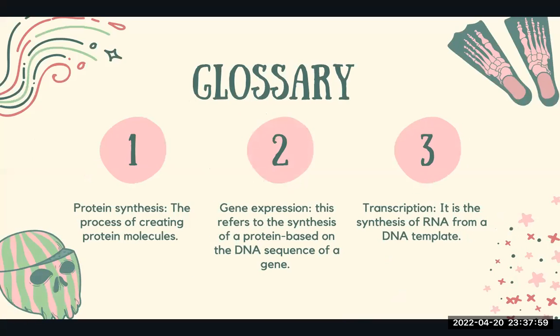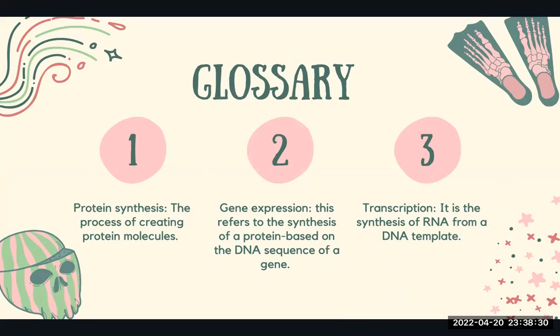Now, the glossary. To begin, let's look at protein synthesis. This is a process of creating protein molecules. In biological systems, it involves amino acid synthesis, transcription, translation, and post-translational events. Gene expression. This refers to the synthesis of a protein based on the DNA sequence of a gene. It can also be referred to as the theory that genetic information flows from DNA to RNA to protein, and is often called the central dogma of genetics.